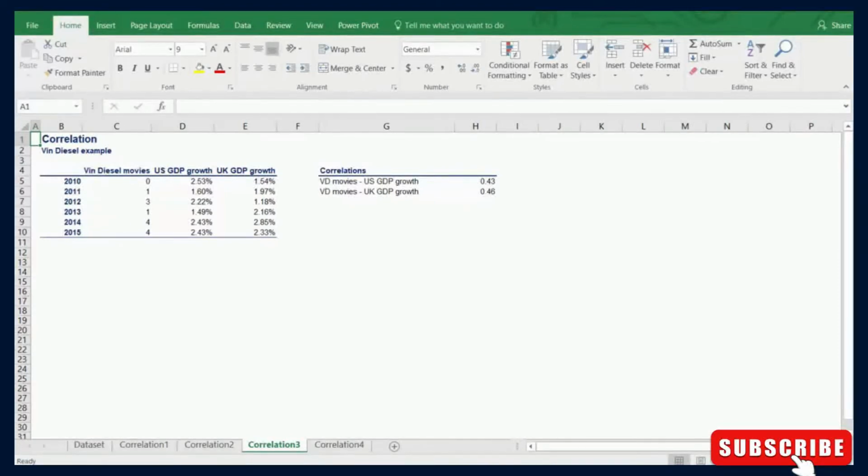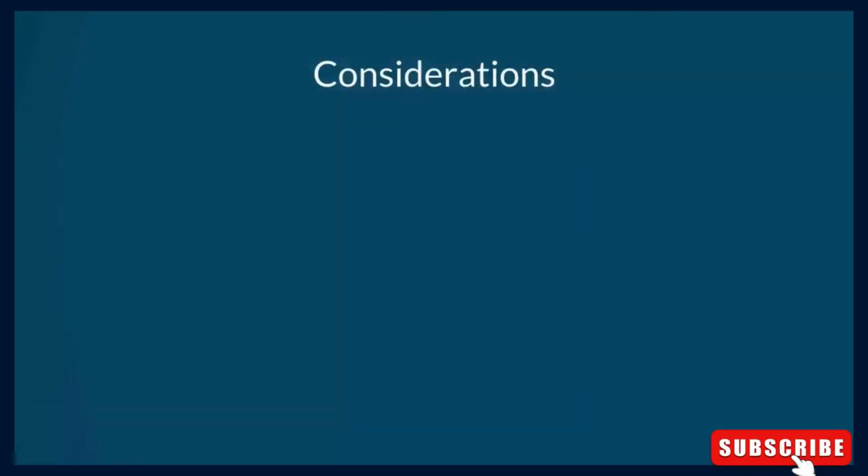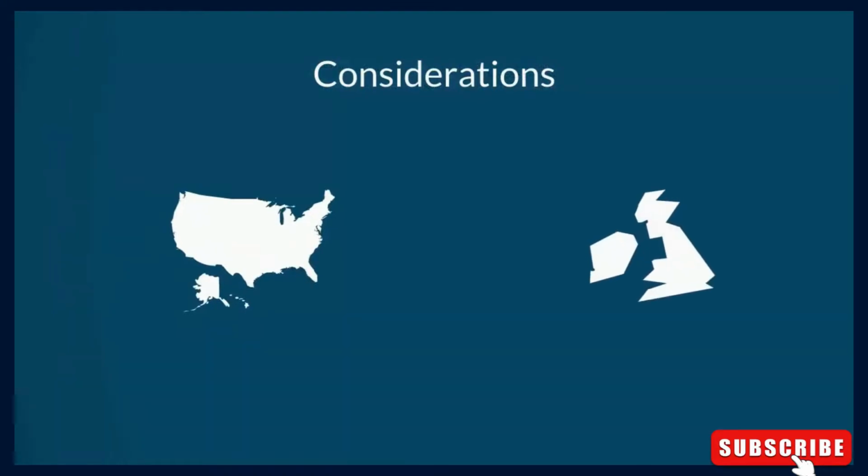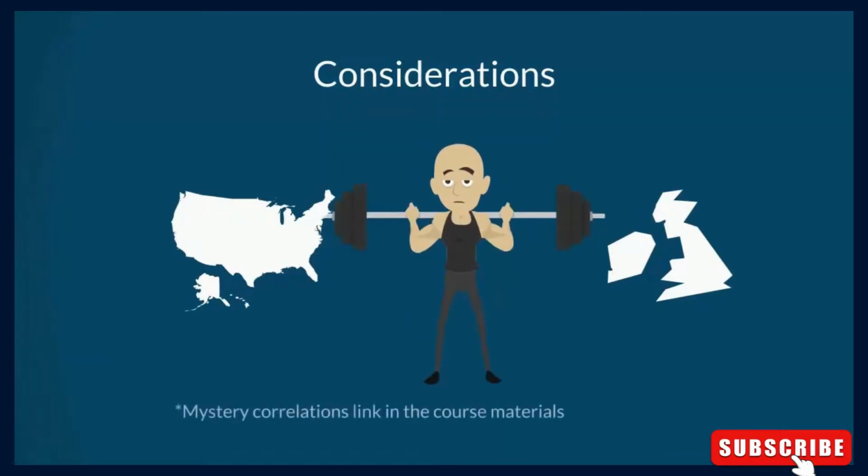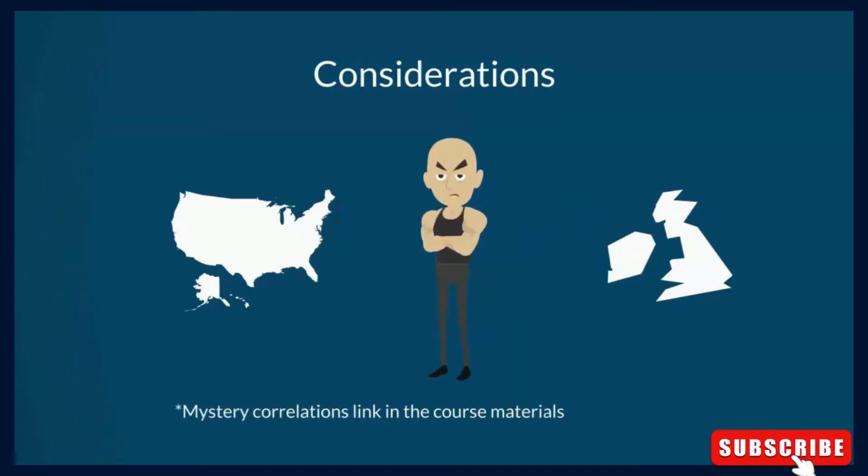Finally, the correlation of US GDP growth rate and UK GDP growth rate is 0. Wait, what's going on? This doesn't make any sense. We have to make a few considerations though. First, does it sound reasonable that gigantic countries like the USA and the UK will have anything to do with Vin Diesel starring in a film? Of course not. The result we got is pure coincidence. I assure you that many things in the world are correlated, some even more absurd than our example. But correlation does not imply causation. It's easy to find correlations, but much harder to find causal relationships.